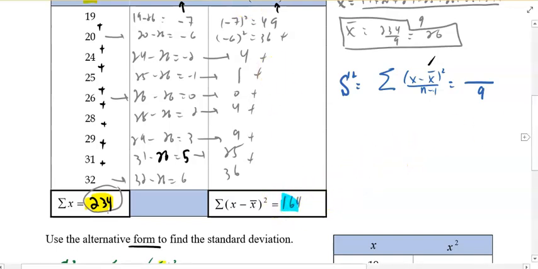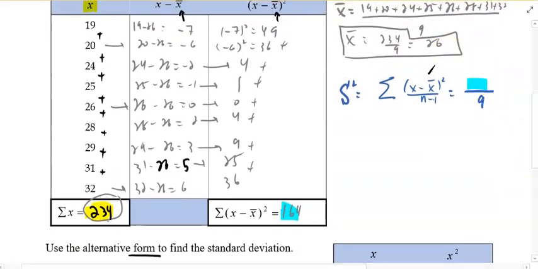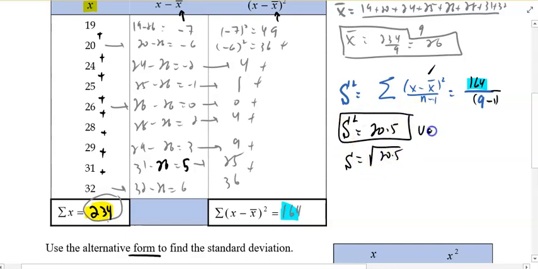This part is needed right there. That's how complex this is. So here I'll get s squared to equal 164 divided by 9 minus 1, 8. Right? That turns out to be 20.5, and s would be the square root of 20.5. So this is the variance. And if I square root this, I'll get 4.5. This would be the standard deviation.